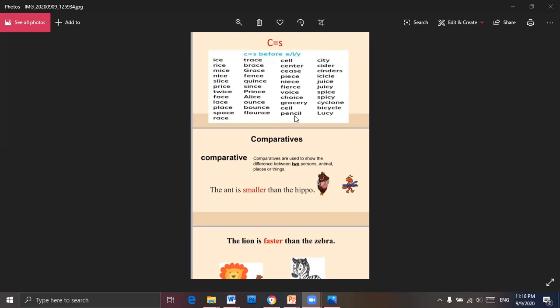So this is why we say pencil, the same. After C is I, so we say sitter, sinners, icicle. Look at this word, icicle. Like we said before, if after the C there is E, I, or Y, we say C as S.